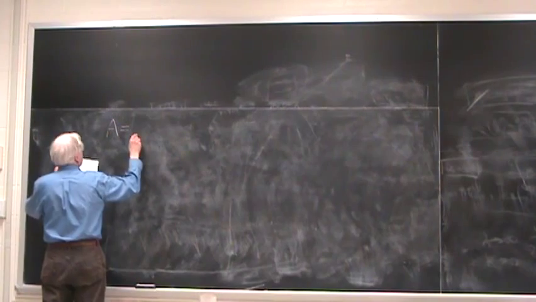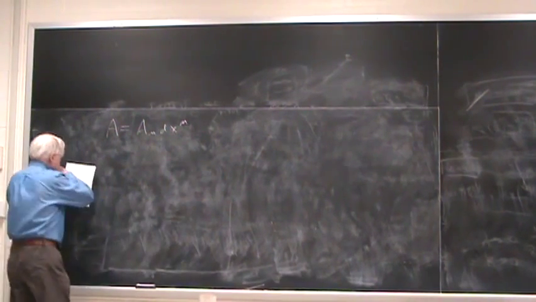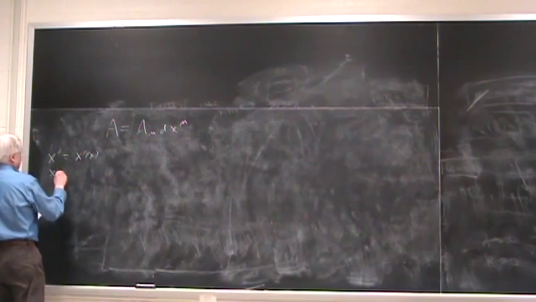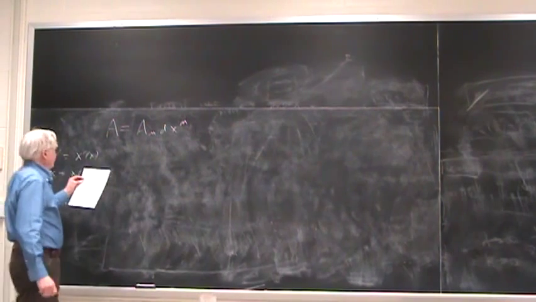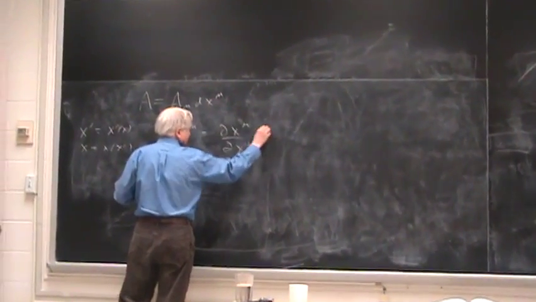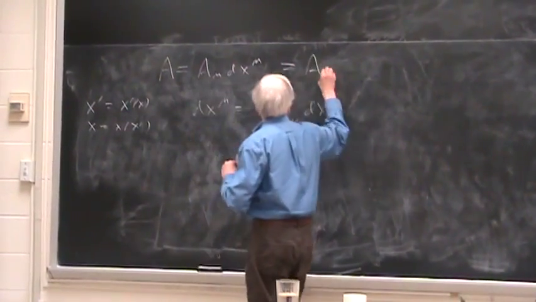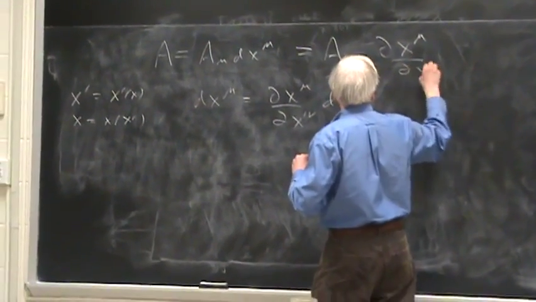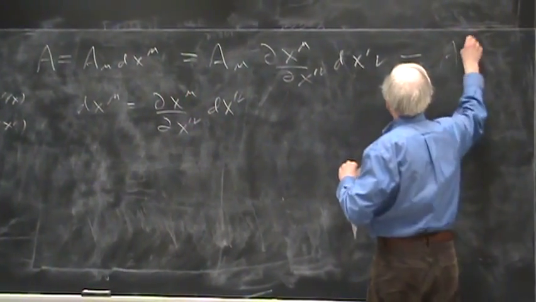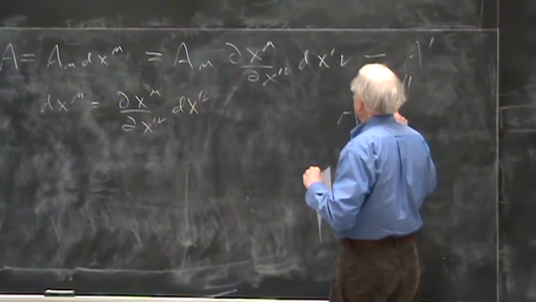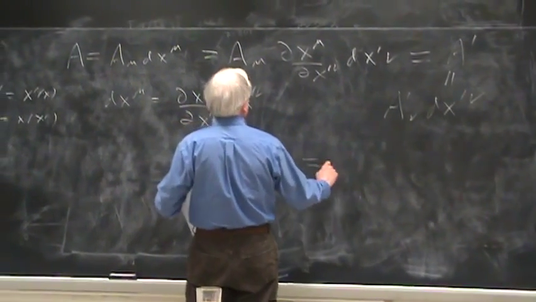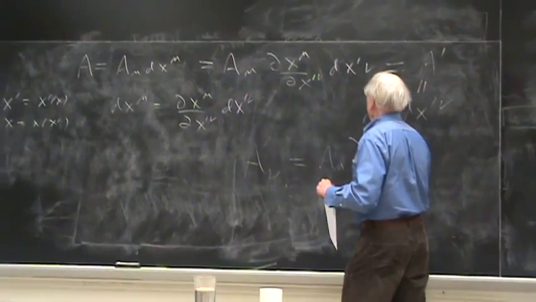So, a one form is something like this, A_mu dx^mu. Suppose we have a coordinate transformation, x prime is x prime of x, or equivalently x is x of x prime. Then dx^mu, of course, is going to be partial x^mu over partial x prime^nu, dx prime^nu. And so this is A_mu partial x^mu over partial x prime^nu dx prime^nu, which tells us that this is also equal to A prime_nu dx prime^nu, as long as A prime_nu is equal to A_mu partial x^mu over partial x prime^nu.